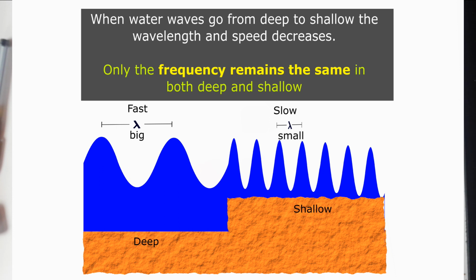The only thing, and I highlighted it in kind of yellow and green, the only thing that remains exactly the same in the deep part and the shallow part is the frequency. So if the frequency in the deep part was 5 Hertz, that means the frequency in the shallow region is also 5 Hertz. That's the only thing that remains the same.